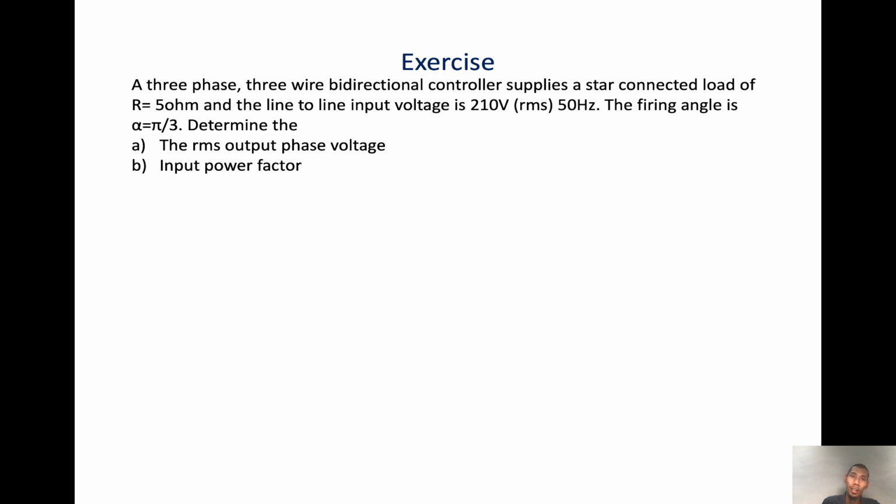Now I have an exercise for you. A 3-phase 3-wire bidirectional controller supplies a star connected load of R equal to 5 ohm, and the line-to-line input voltage is 210 volts RMS, 50 Hz. The firing angle alpha is pi over 2. Determine the RMS output phase voltage and input power factor. The loads are balanced, meaning each load is 5 ohm and is a resistive load. So try to calculate and I will show you the answers.